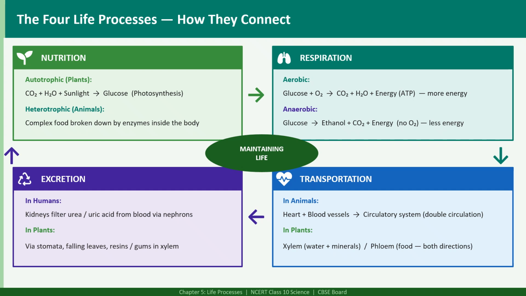And then what happens in anaerobic respiration? The glucose molecule forms ethanol, carbon dioxide and a lesser amount of energy. And then this glucose molecule, all of this, is given by means of the transportation system. So in animals, what happens? By means of the circulatory system.